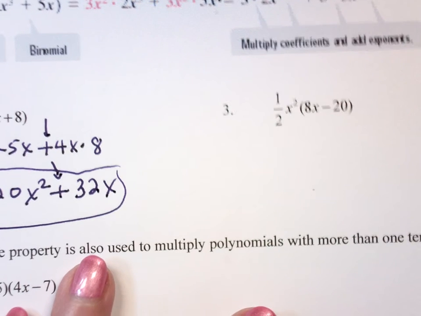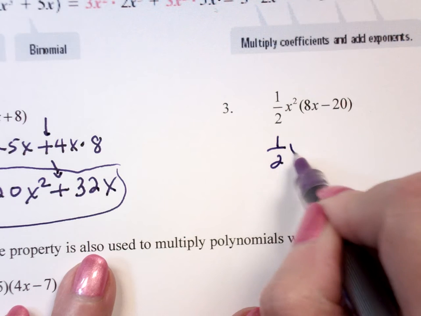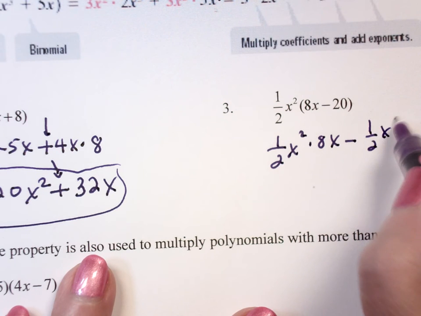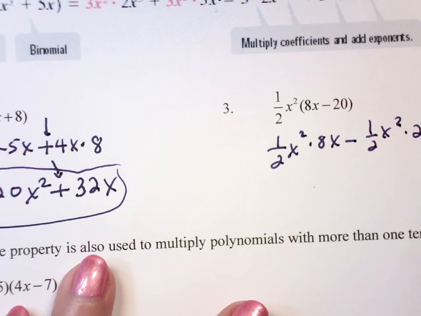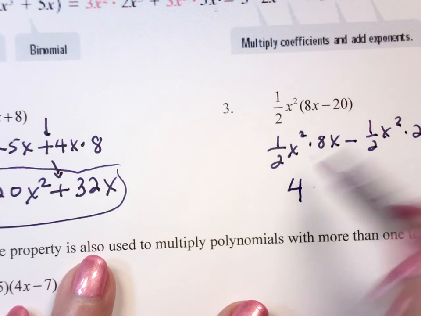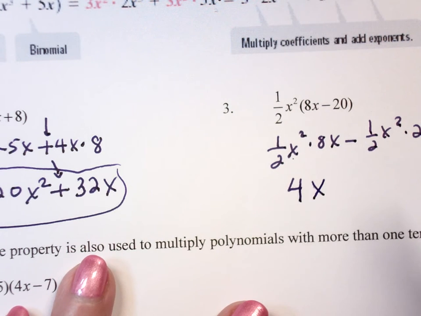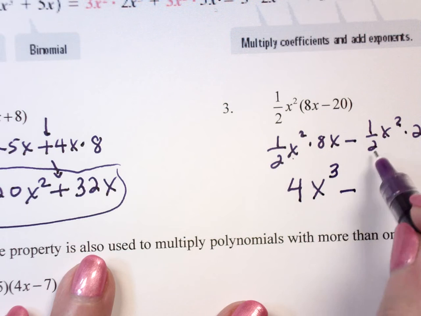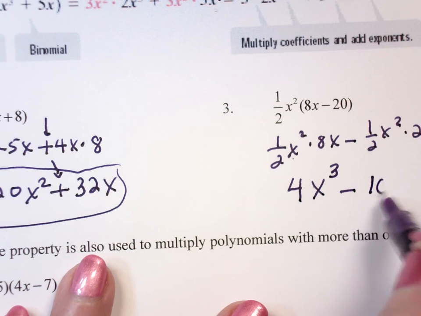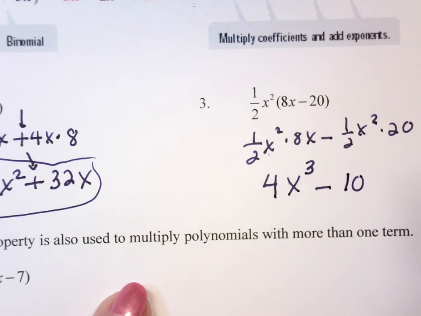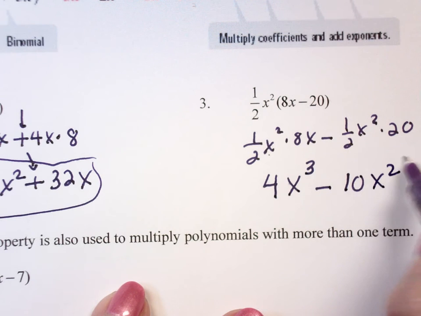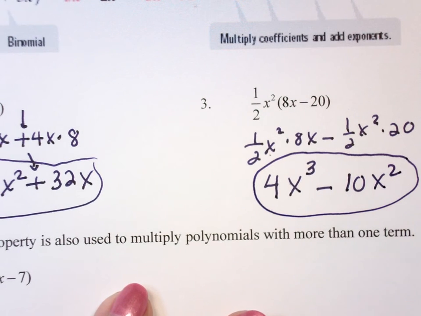Now we get to play this game with 1/2 x squared. 1/2 x squared times 8x minus 1/2 x squared times 20. So 1/2 times 8 is 4. X squared times x squared is x to what power? X squared times x is x to what power? Third. Minus 1/2 times 20 is 10. And then 1/2, and then just x, what? X squared. Because there's no x there. There is an x there, it's x to the 0. But 2 plus 0 is 2.